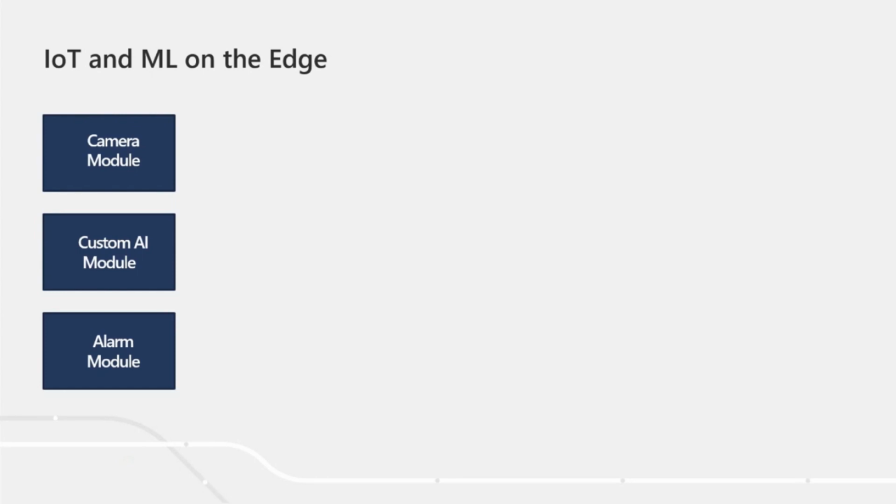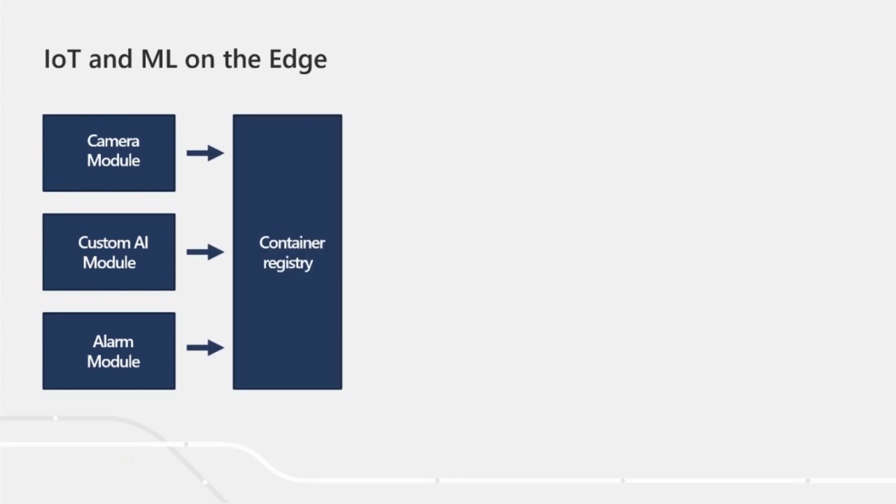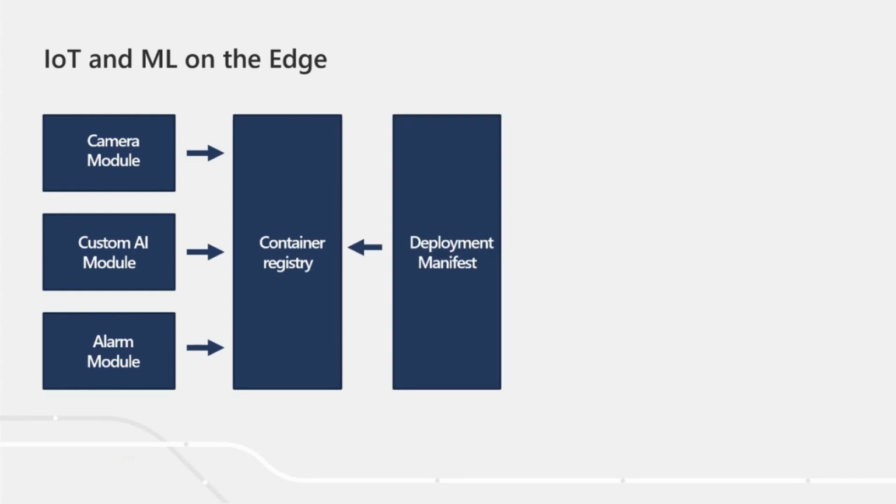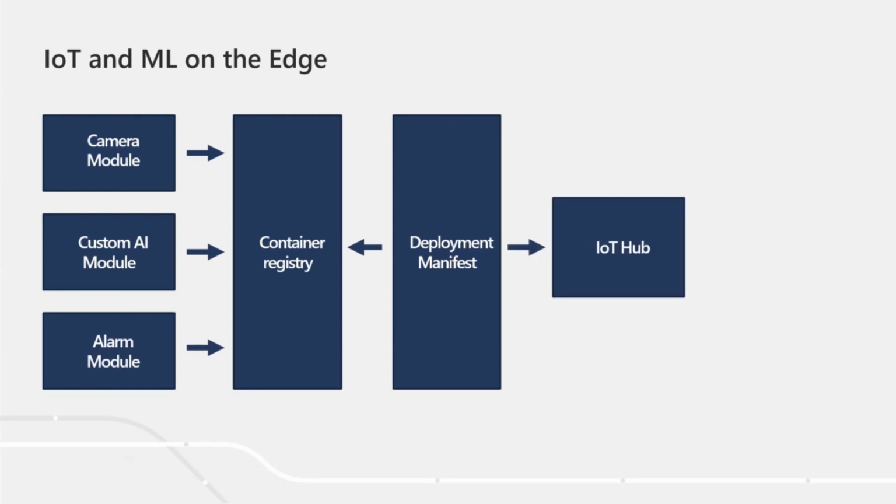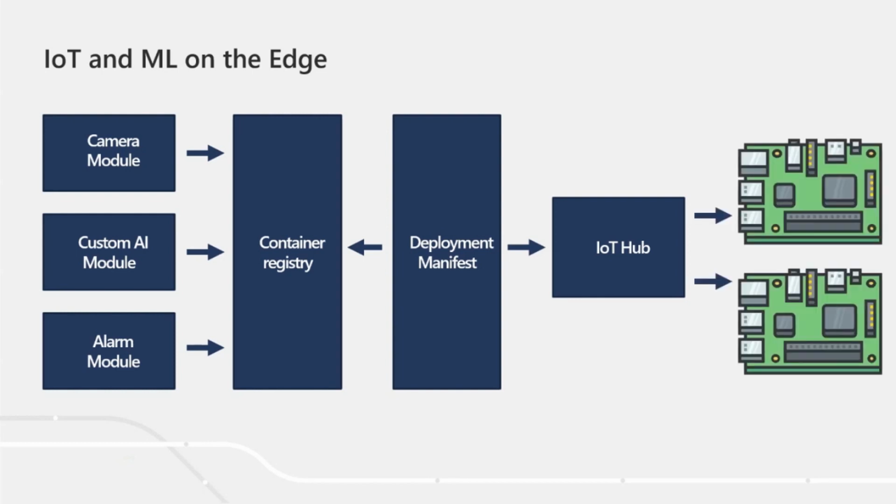Every module is a separate Docker container that is stored in an Azure Container Registry. To deploy this module to the edge device, we need to create a deployment manifest. In this file, we specify where the modules are located and how they should communicate with each other. Via IoT Hub, we can deploy this manifest to our connected devices. When the deployment is done, the modules run and communicate locally on the IoT Edge device.